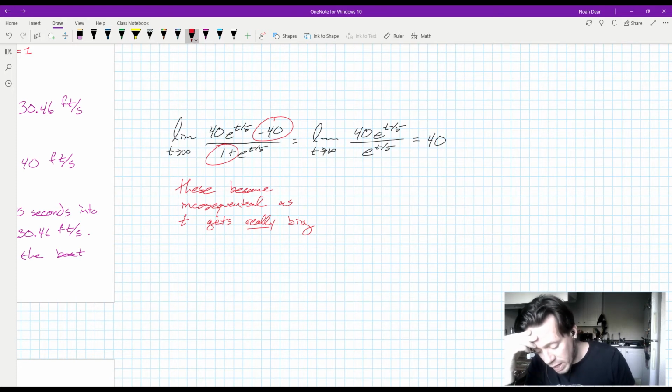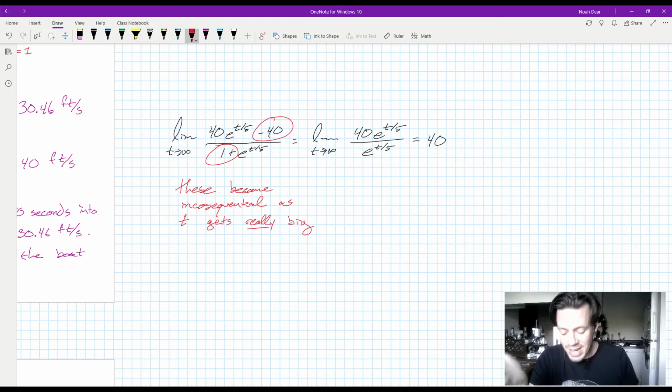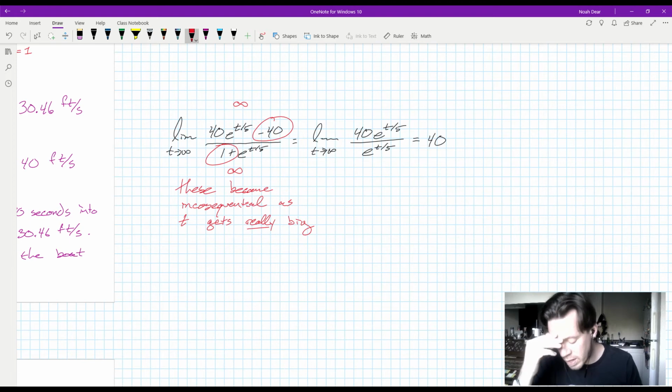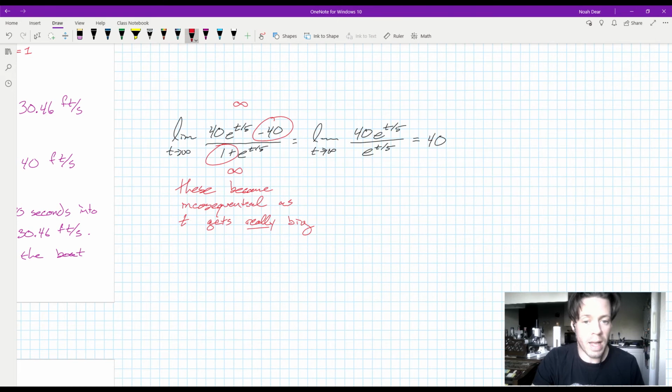You could multiply top and bottom by 1 over e to the t over 5, but it's just not necessary here. If we think of this in Calc 1 terms, we have an infinity over infinity situation. And when we have an infinity over infinity situation, we really want to look at what's growing the fastest on top and what's growing the fastest on the bottom. Those terms are going to be what really drives the ratio as t gets really big.